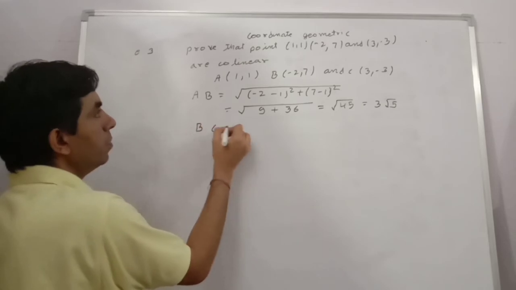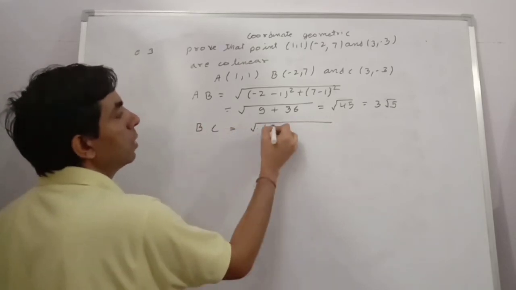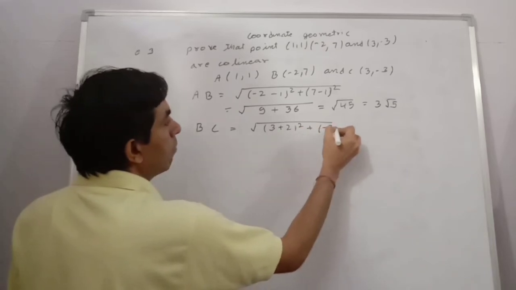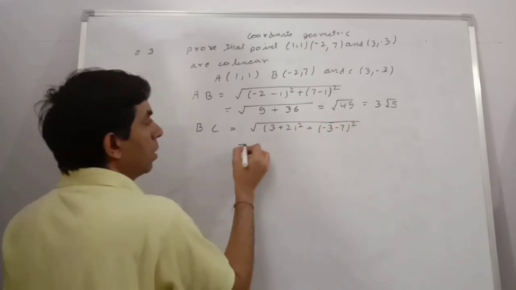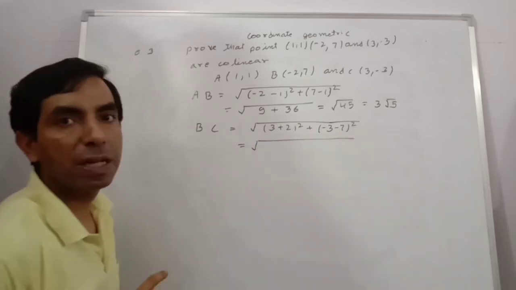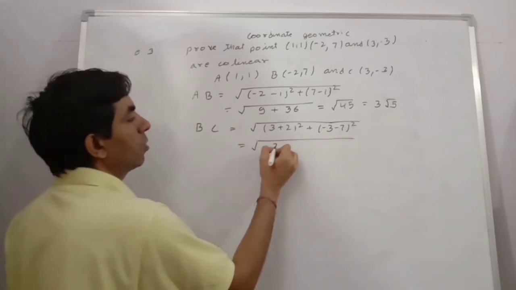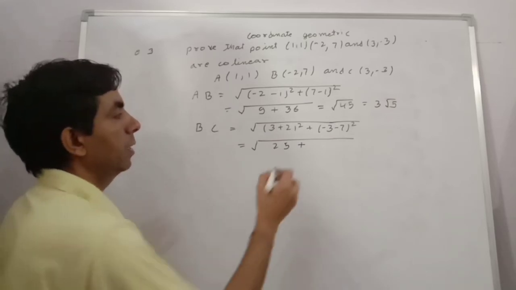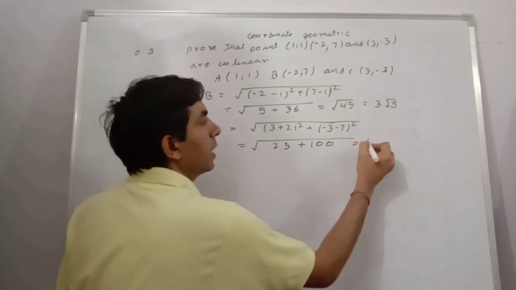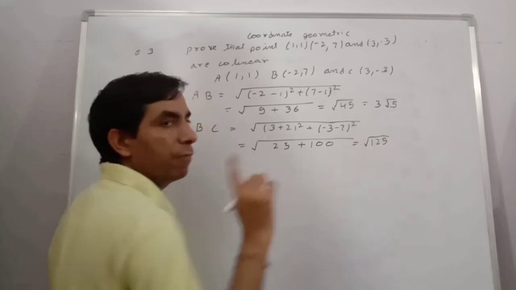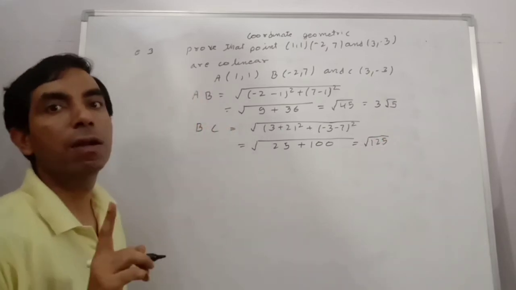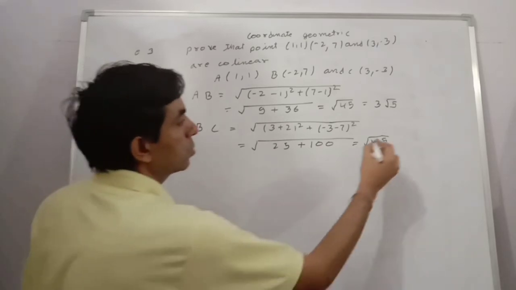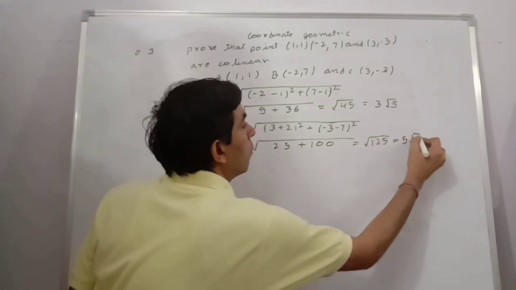Next BC. BC is square root of (3 + 2) whole square plus (-3 - 7) whole square. Then we get 3 plus 2 means 5. 5 square is 25. Next -3 minus 7 is -10. -10 square is 100. Means we get 125. If we take prime factorization, then we get one pair of 5, but we have another 5 that has no pair. So the solution is 5 root 5.